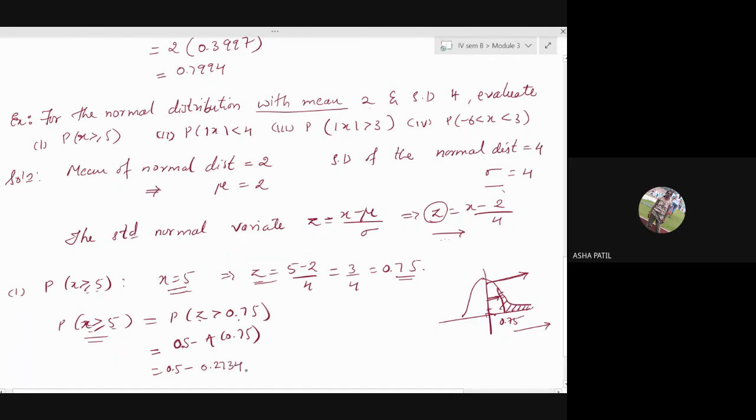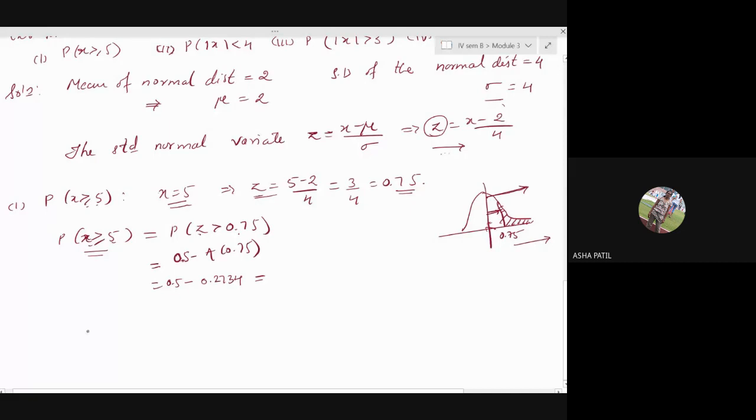37 or 34? 3, 4, ma'am. 7 is okay, correct. Now check out what answer you get. That is the probability that x is greater than or equal to 5.